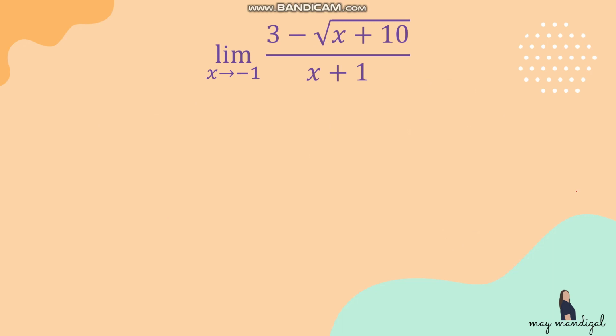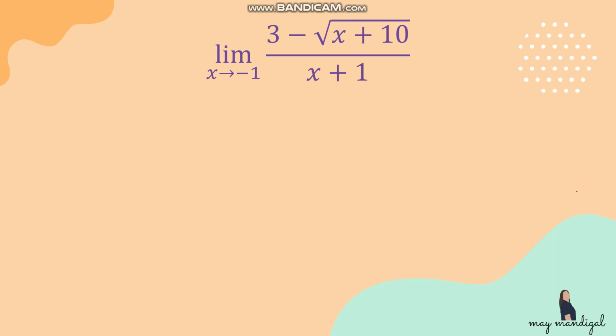And for our last example, let's say we want to get the limit of this given function, 3 minus the square root of x plus 10 all over x plus 1 as x approaches negative 1. So this is in fraction form, so we have to check if the denominator will become 0 if we substitute negative 1. Obviously, since c is equal to negative 1, if we substitute it to the denominator, it will become 0. Now, we cannot do direct substitution because of that. So we have to find ways to simplify this.